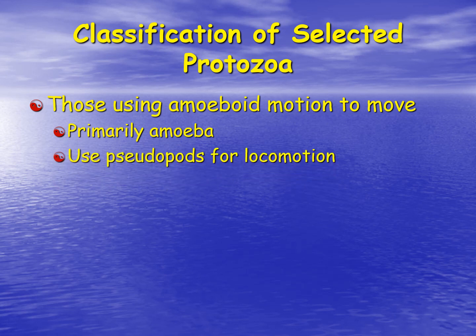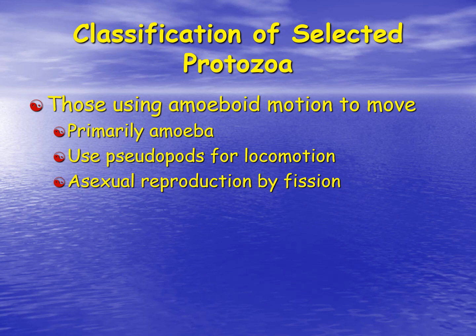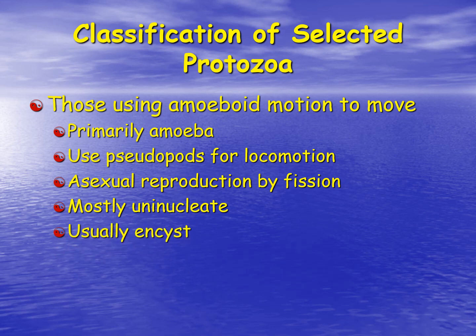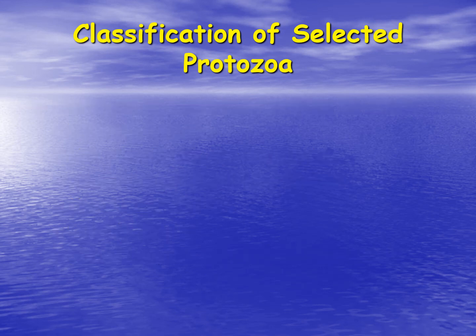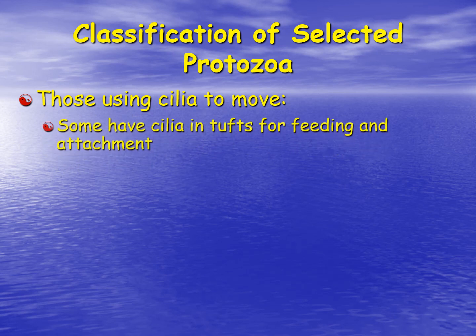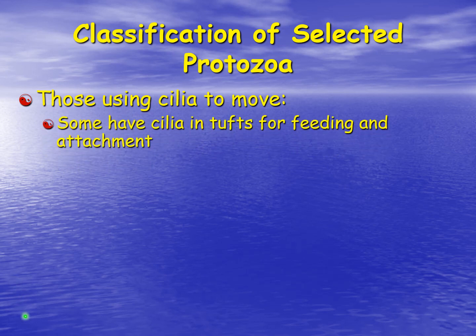They use pseudopods for locomotion only, and they reproduce asexually primarily by binary fission. Most are uninucleate, meaning they only have one nucleus, and most of them are able to form a cyst. Most are free living, especially in water environments, and are typically not infectious, but there are a few that are infectious. Those using cilia to move, some have cilia in tufts for feeding and attachment.